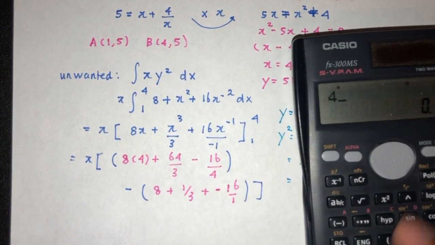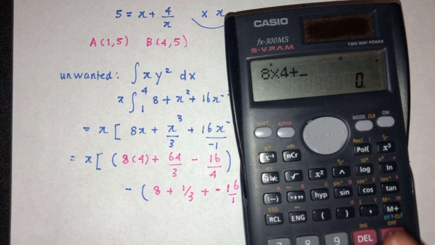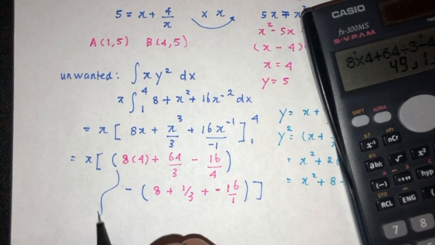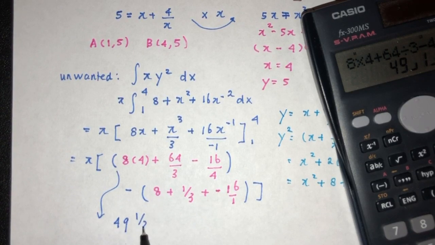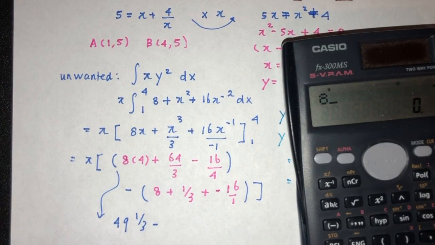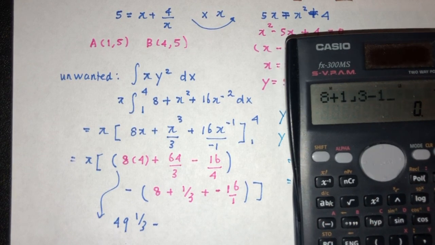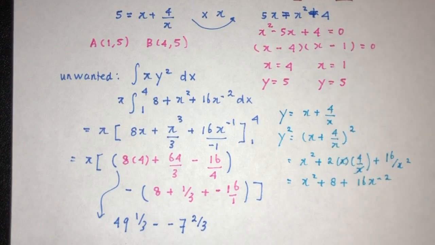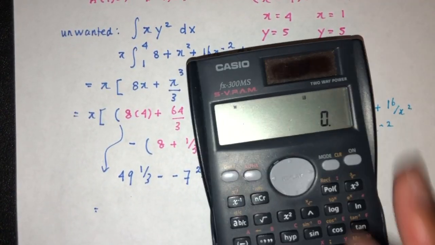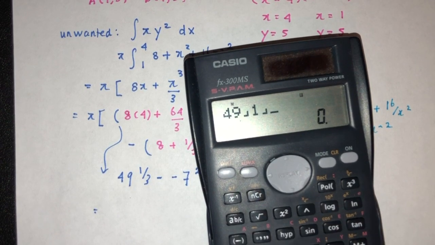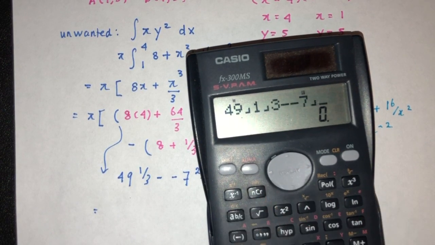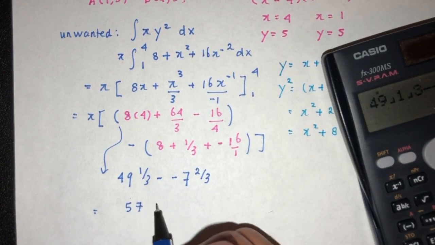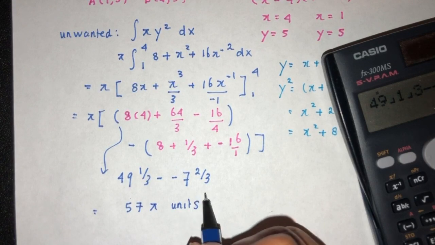Okay, let's simplify one by one. For the first one here, we have 8 times 4 plus 64 divided by 3 minus 4. That should be 49 1/3. Minus this one, which is 8 plus 1 over 3 minus 16. That should be minus 7 2/3. Okay, so finally that should be what? Let's see. 49 1/3 minus 7 2/3. That should be 57 pi units cubed.